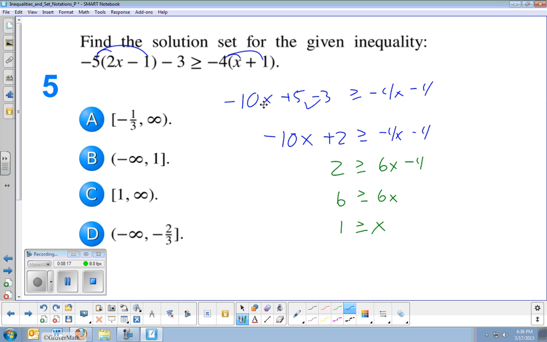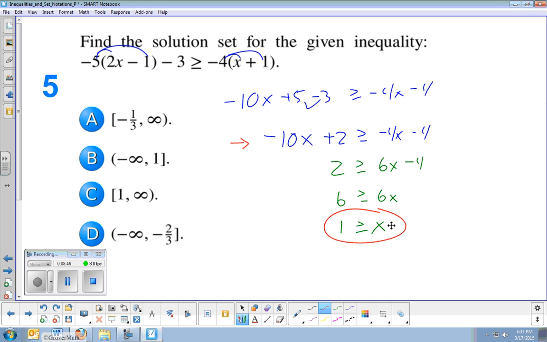Now, a couple of things. This problem could have gone a couple of different ways at this step. Notice that I decided to move the x over here. I didn't have to do that. I chose to do that because I think that's what a lot of you guys would do. But if I had added 4x to this side, that would have been fine. I just would have had negative 6x here, but then I'd have to divide by negative 6, which would cause me to flip the sign.